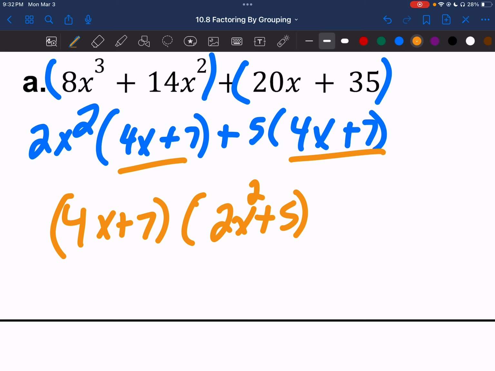Do we have any other simplification we can do, any other factoring? No, there's no factors of 10 that add up to 0. There's no difference of perfect squares. There's no other things going on here, so we're simply done right there.